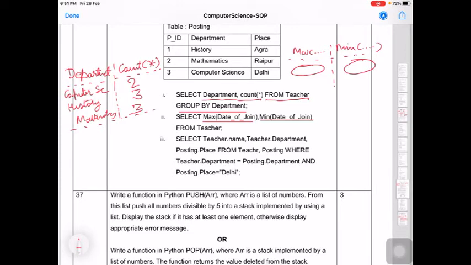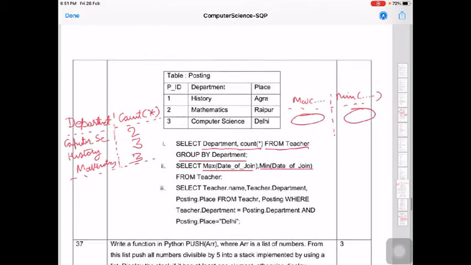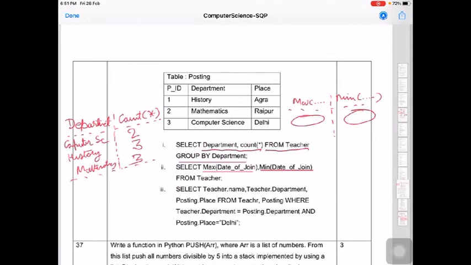Next one is very important, where this right to left approach is very useful, is this one. This where part will minimize the number of records. So here this posting place equal to Delhi, and teacher dot department is equal to posting dot department. So these things will minimize the number of rows that will appear.